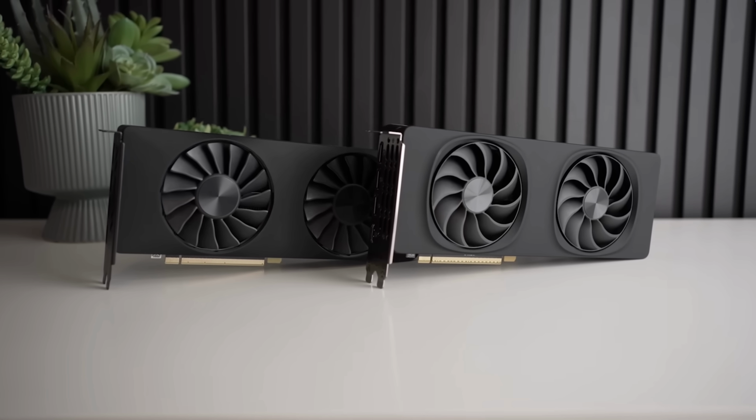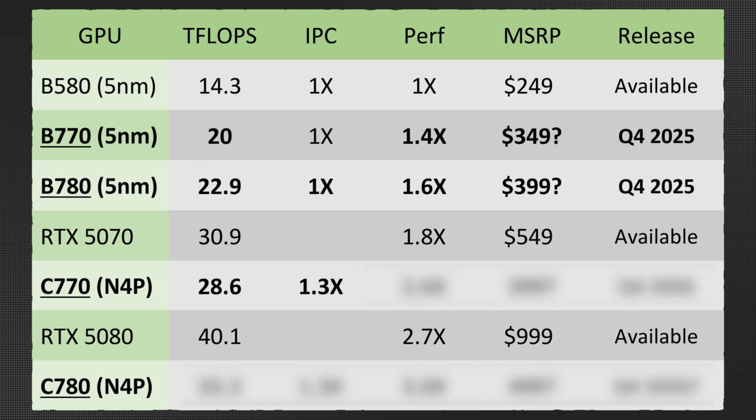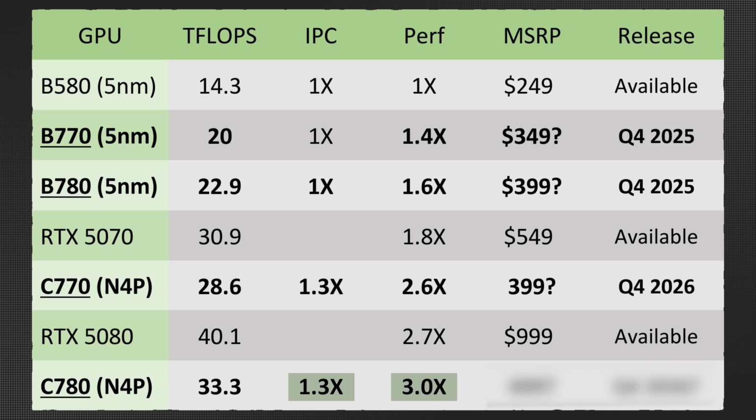And if we actually go ahead and apply that IPC uplift, and let's just say it's 1.3x, well, the C770 compared to the B580 would be 2.6 times faster and likely coming at an MSRP of $399 with a release date of Q4 of 2026, or at the very latest, Q1 of 2027. The C780, the flagship GPU with that 1.3x IPC uplift that, once again, I gotta remind you guys, is basically confirmed from Intel themselves, according to just some simple math, would give you a 3x performance increase over the B580. And with an MSRP of $499, and again, likely release date of Q4 of 2026, or potentially Q1 of 2027, that's actually not that far off.